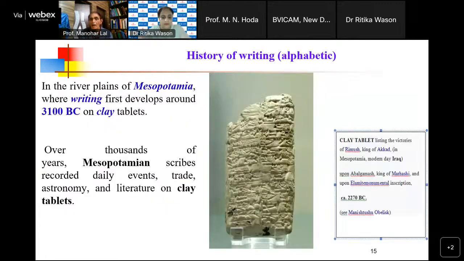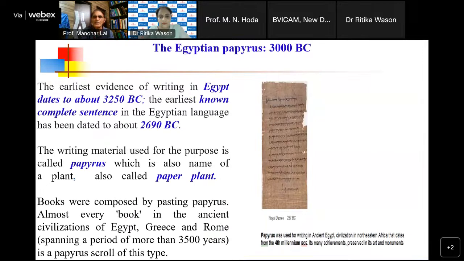But now we come to the alphabet. Alphabetic writing started in Mesopotamia about 3100 BC, that is almost 5,500 years back, in the beginning. This is one of the tablets which is available. The second, almost second in the development of civilizations, is Egypt. From there also alphabetic writing is available from the period about 2690 BC, etc.